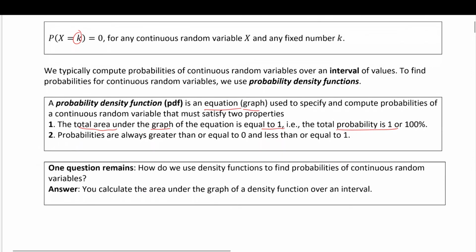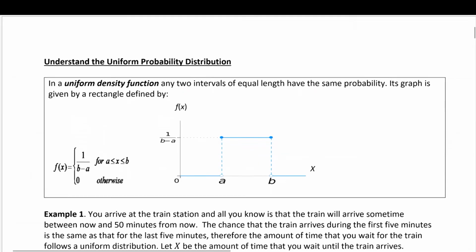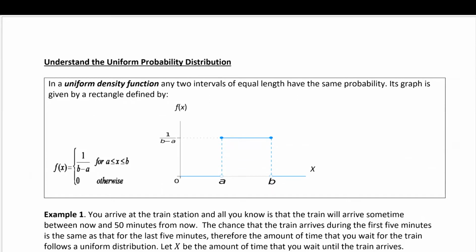Now one question remains: how do we use these density functions to find probabilities of continuous random variables? Well, if we can calculate the area underneath the curve, which we said was equal to 1, then that's how we're going to calculate probabilities. Let me show you how that's done. To illustrate areas and their connection with probability, we're going to start with the uniform density function. This is the simplest continuous random variable to start talking about areas and probability with.